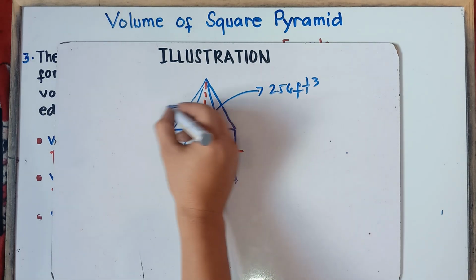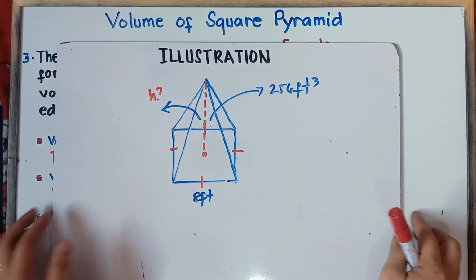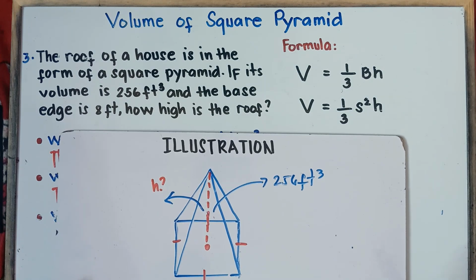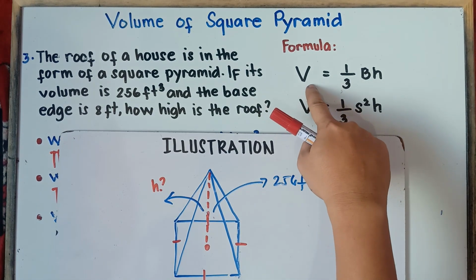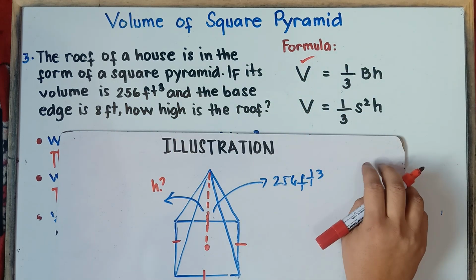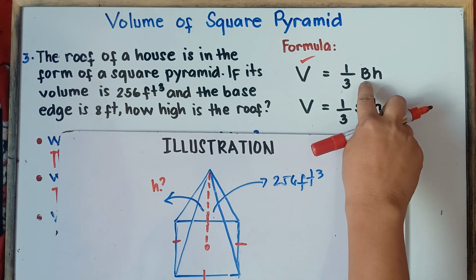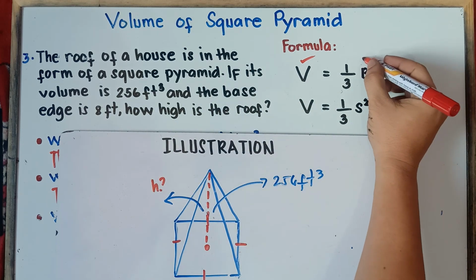Alright, so we don't have the height. So let's check what formula we're going to use. Is it the first formula or the second formula? For the first formula, we have the given volume, 256. Do we have B, the area of the base? Nope, we don't have the area of the base.